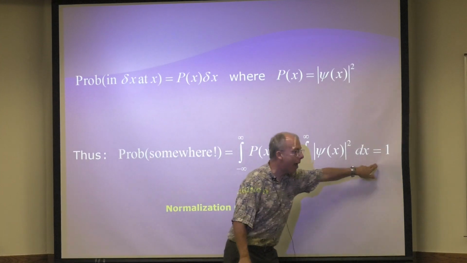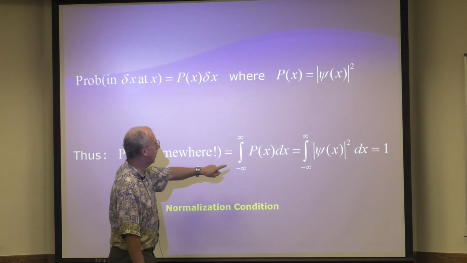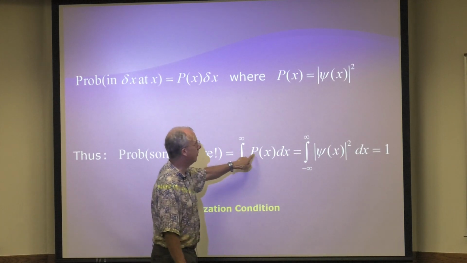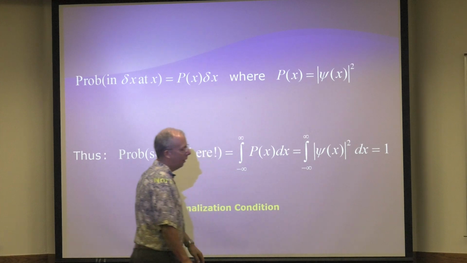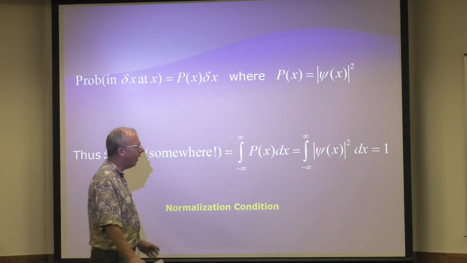And that has to be 1. No kidding. Well, what is the probability density times delta x? It's just the wave function squared times delta x. Whoopee! Okay, so here's the thing.